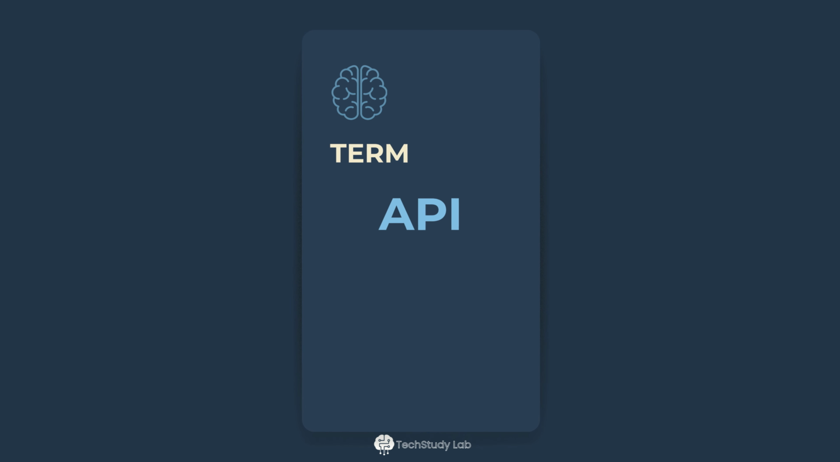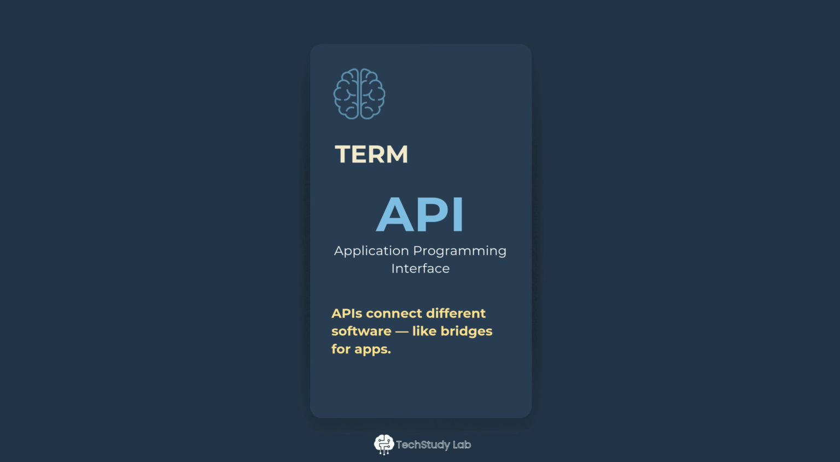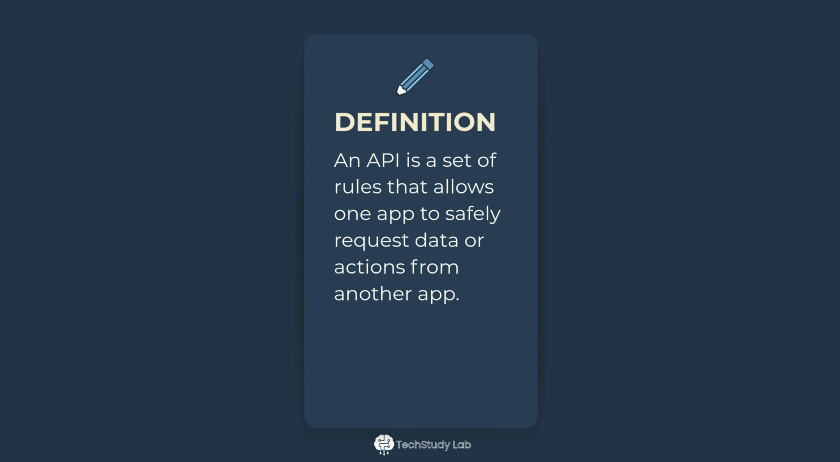Let's talk about APIs. That stands for Application Programming Interface. In simple terms, APIs connect different software, kind of like bridges that let apps talk to each other. So, what does that actually mean? An API is a set of rules that lets one app safely request data or actions from another app.